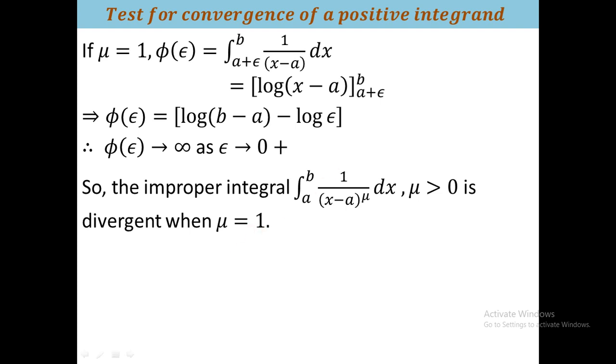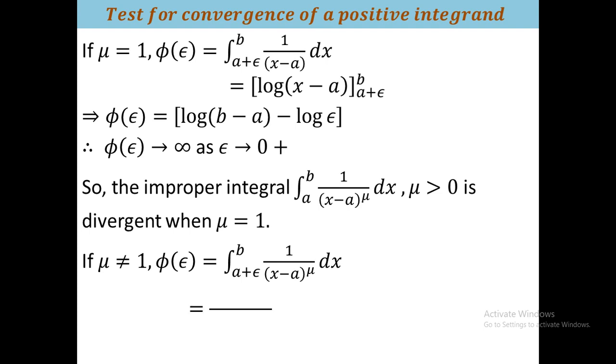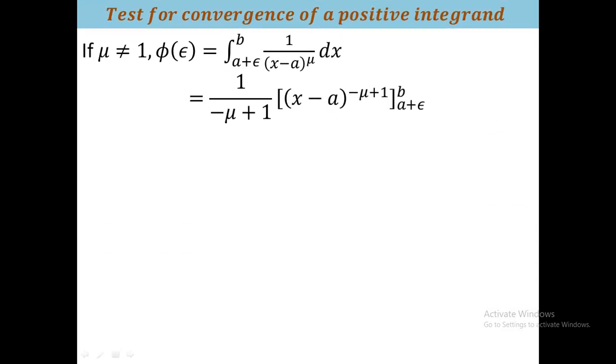Now we consider the case mu not equal to 1. If mu not equal to 1, then phi of epsilon is the integral of 1 by x minus a, whole to the mu. This means x minus a, whole to the minus mu. If you integrate x minus a whole to the power minus mu, the result will be x minus a whole to the power minus mu plus 1, divided by minus mu plus 1. Its lower bound is a plus epsilon and upper bound is b. Now we have to put the upper bound and lower bound. If you put them, then you get 1 by 1 minus mu, into b minus a whole to the power minus mu plus 1, minus epsilon to the power 1 minus mu, with the same factor 1 by 1 minus mu.